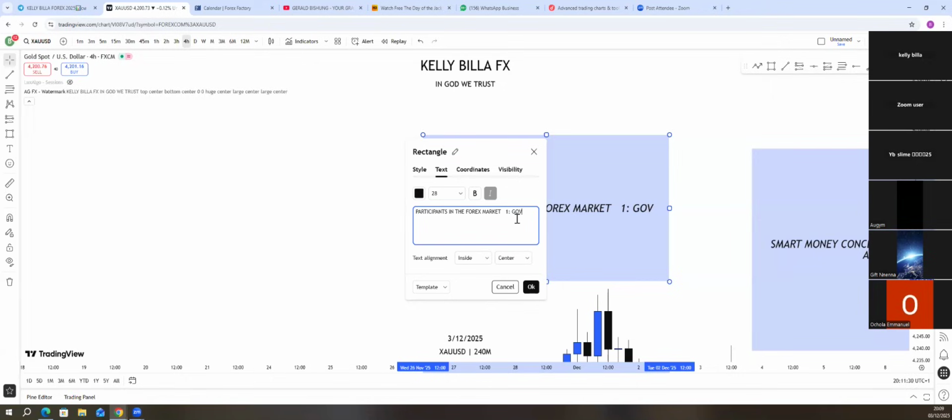If the government wants to increase maybe the exchange of euro to US dollar, there is what they do, which is what we are going to really talk about on the smart money concept.